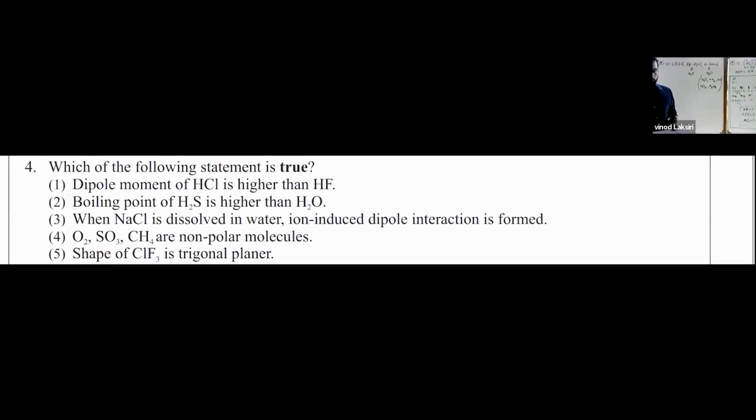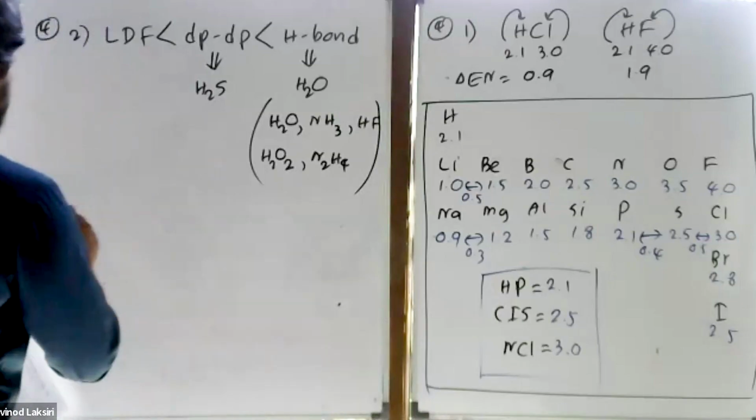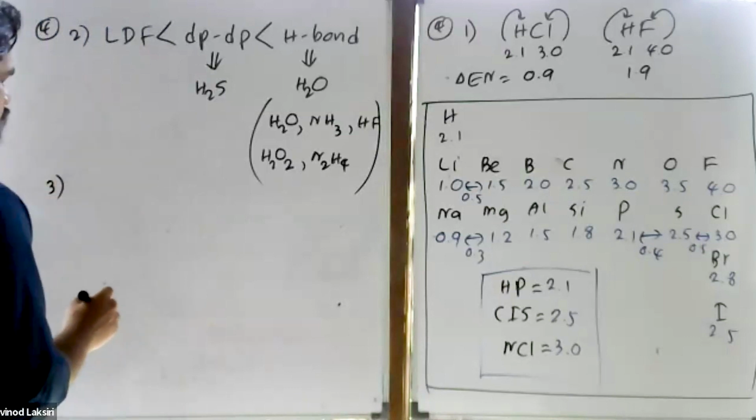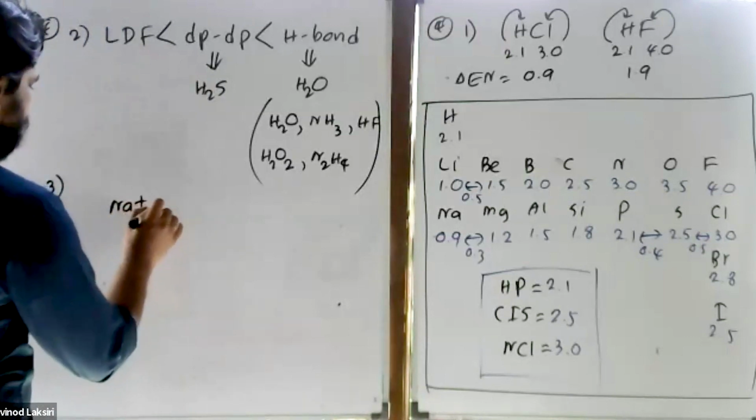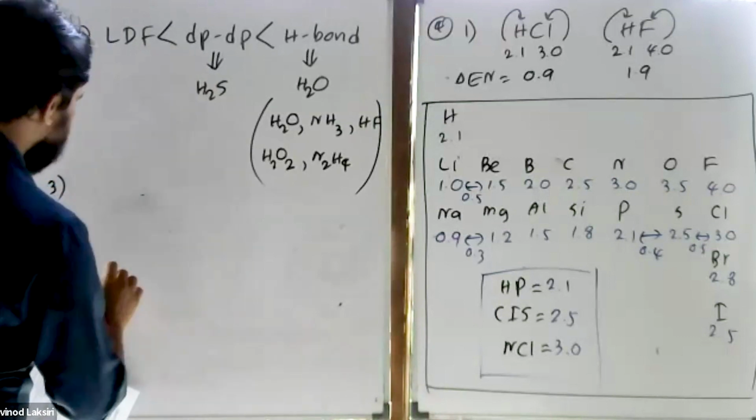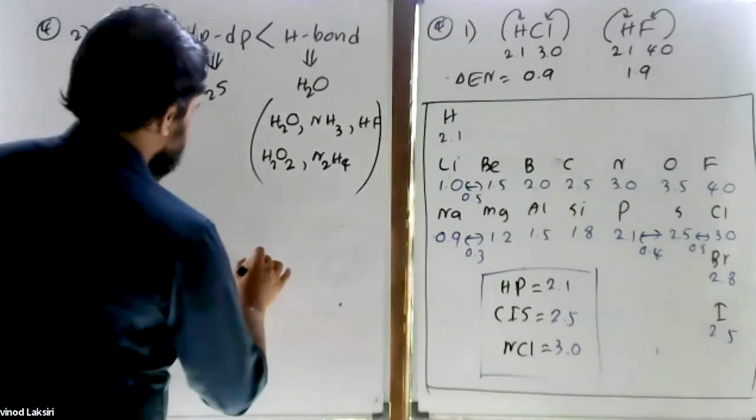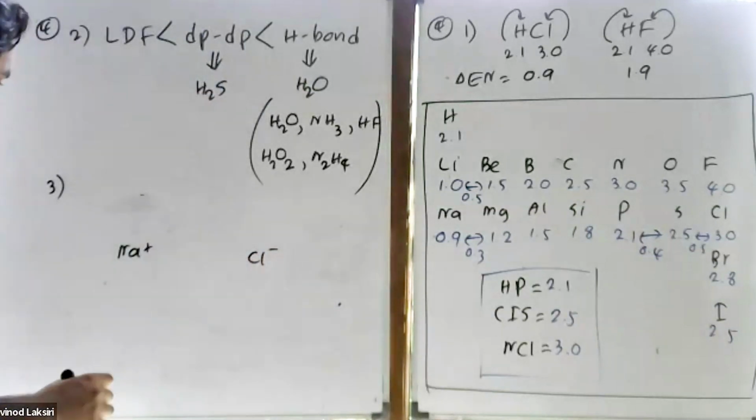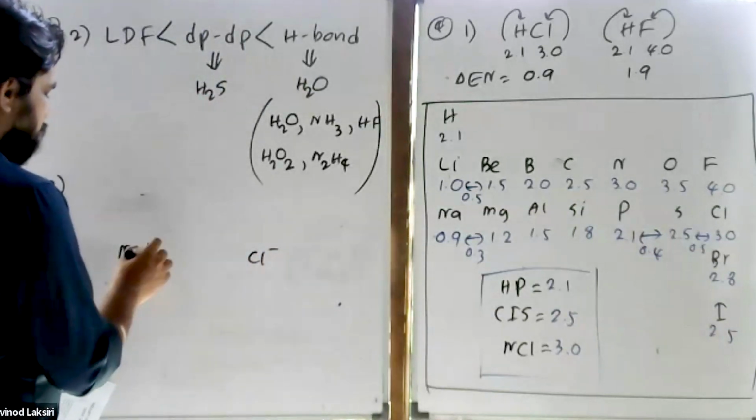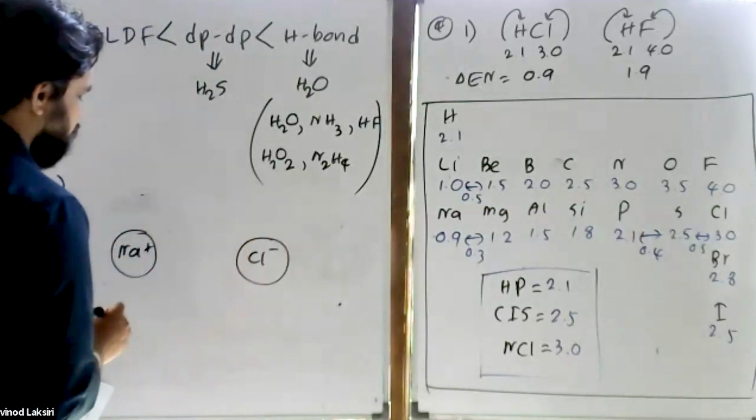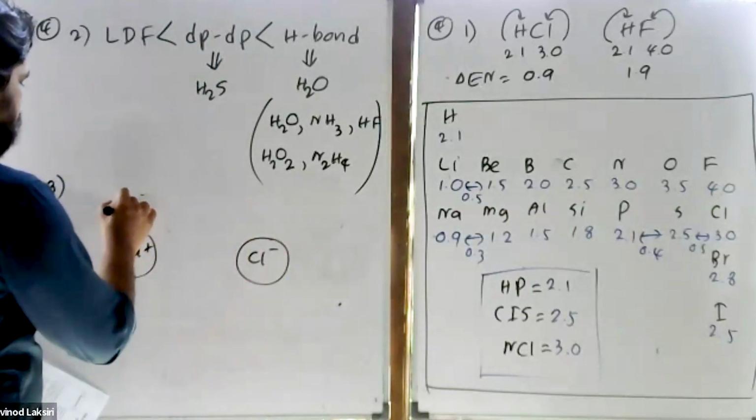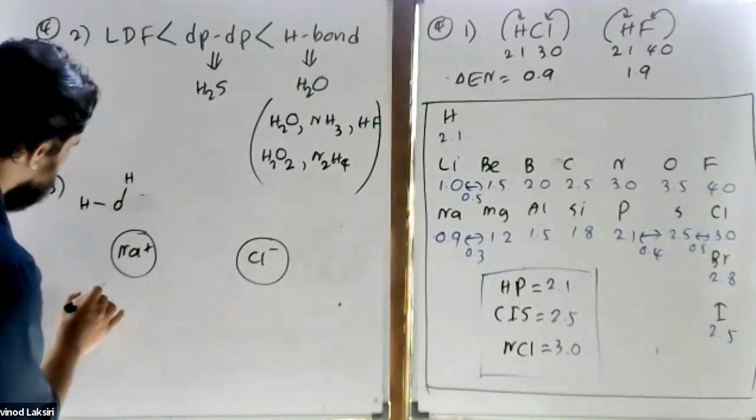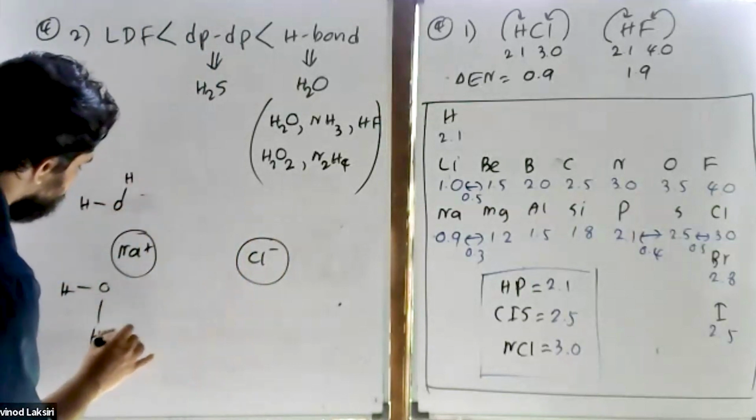Third statement: when sodium chloride is dissolved in water, ion-induced dipole interaction is formed. It is false, right? When sodium chloride is dissolved in water, in between sodium plus, what is the interaction here? What is the general theory? When an ionic compound is dissolved in water, what happens here? Sodium plus and Cl minus are present. Around this sodium plus, water molecules are present in that way.